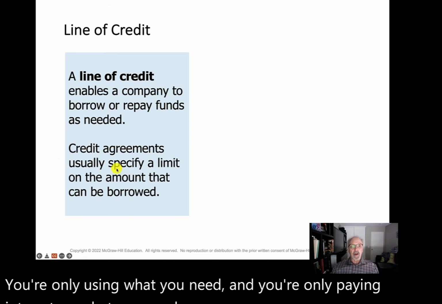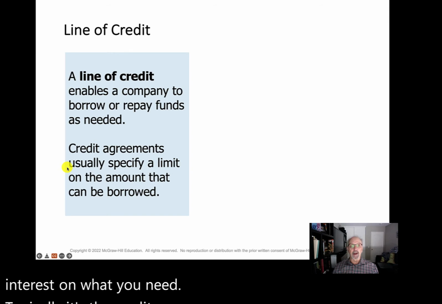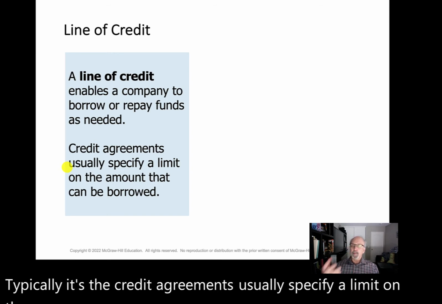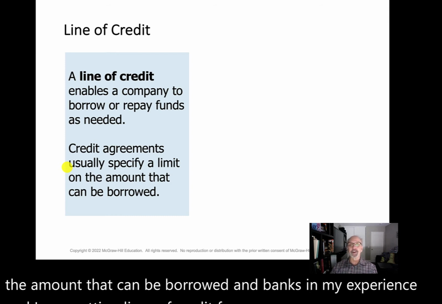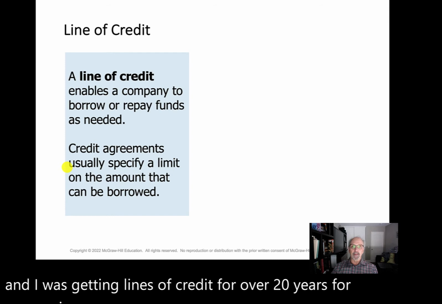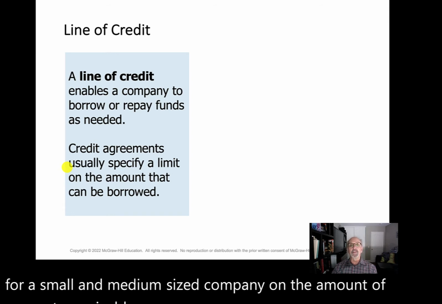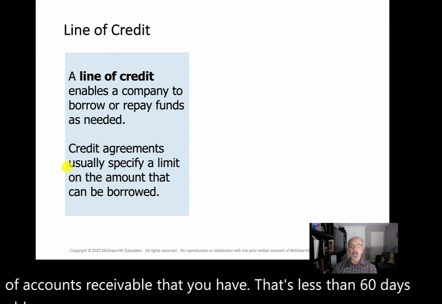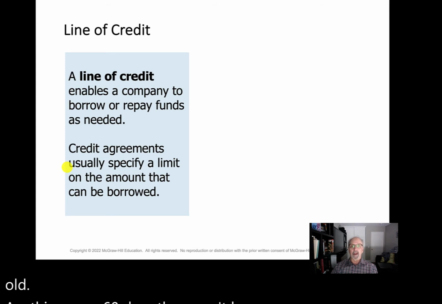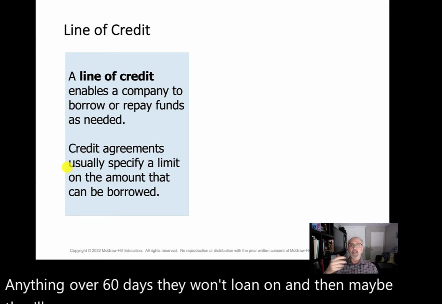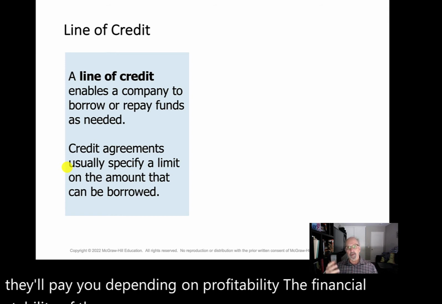Typically, the credit agreements usually specify a limit on the amount that can be borrowed. And banks, in my experience, and I was getting lines of credit for over 20 years for companies, typically the bank will base its line of credit, at least for a small and medium-sized company, on the amount of accounts receivable that you have that's less than 60 days old. Anything over 60 days, they won't loan on. And then, depending on the profitability and financial stability of the company, they'll pay anywhere from 80 to 95% of that amount.